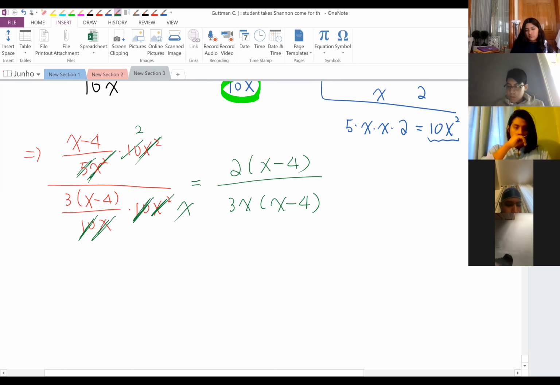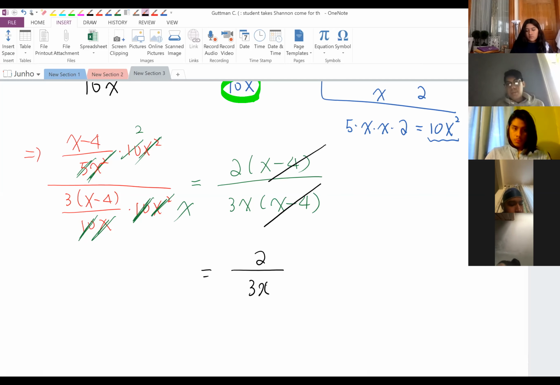Do you see any common factor between numerator and denominator? X minus 4. Yeah, x minus 4. So this canceled out, then answer becomes 2 over 3x. Okay. So that will be the answer for this problem.